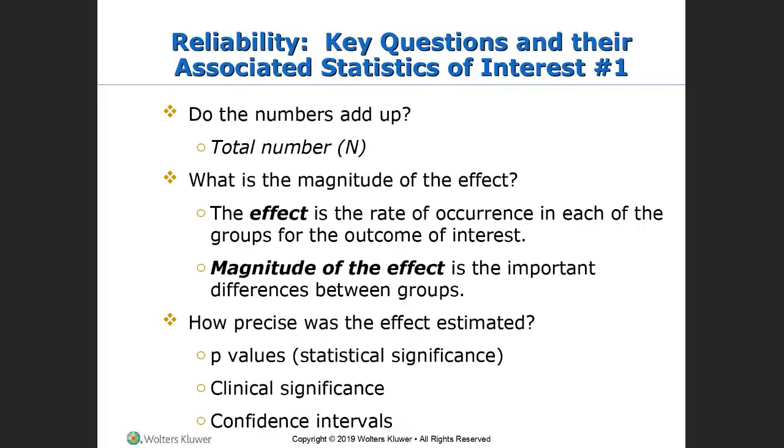Some of the key questions that go a little bit further in depth: do the numbers add up? What is the total N? And then the magnitude of the effect is the rate of the occurrence in which the groups have the outcome of interest. Basically, how important is the difference between the groups? And then this is where we start thinking about some of our statistical information. How precise was the effect estimated? Was it statistically significant? Was it clinically significant? And what is the confidence interval of that?